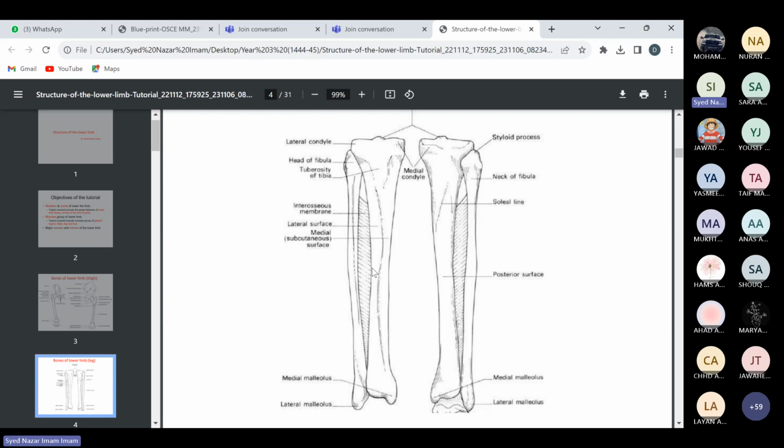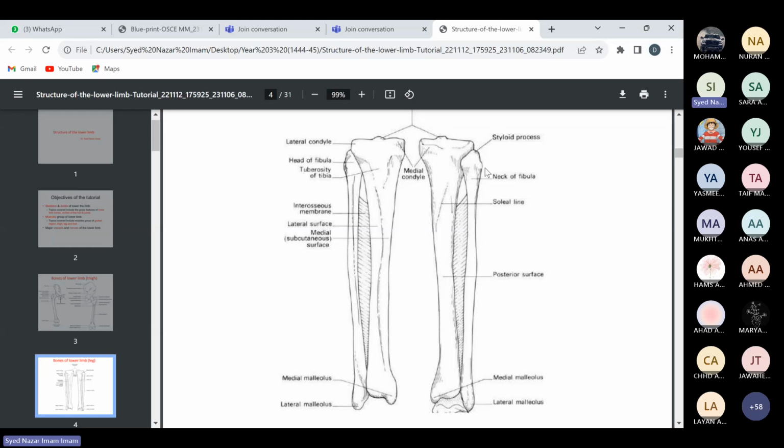This is the lateral surface, and this is the interosseous border. On the posterior side, you can see the posterior surface, which is between the medial and the lateral border. And on the upper part, we have one line. This is called the soleal line. Again, this is for attachment of the muscle. The fibula again is a long bone. It has the head, the shaft, and the lower end, which is expanded to form the lateral malleolus. So the medial malleolus is a part of the tibia. Lateral malleolus is a part of the fibula.